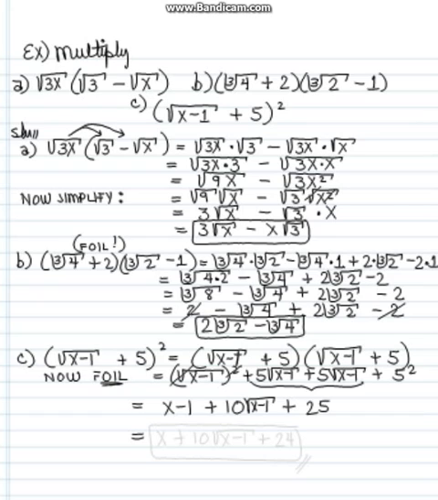Combining like terms, we're going to add the negative 1 to the 25 in the back, and our final answer will be x plus 10 times the square root of x minus 1 plus 24.